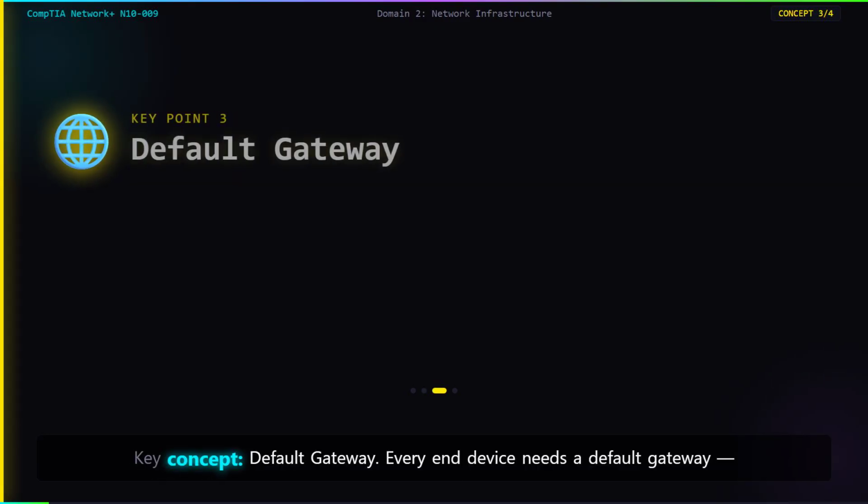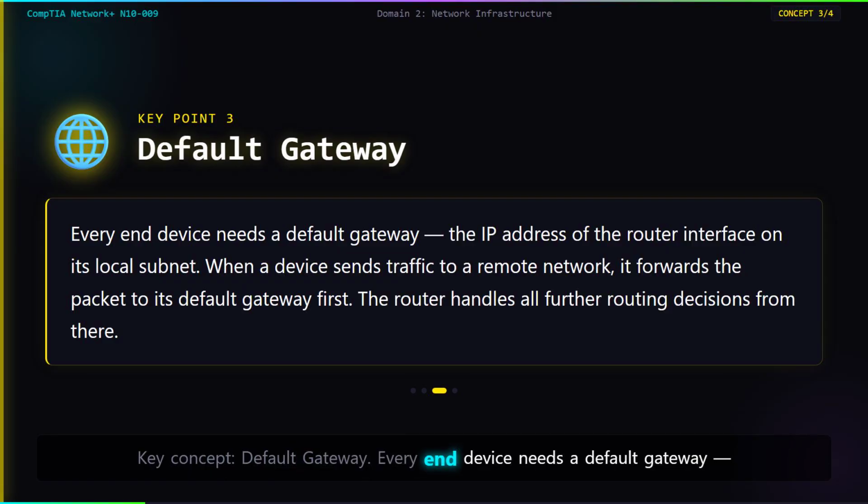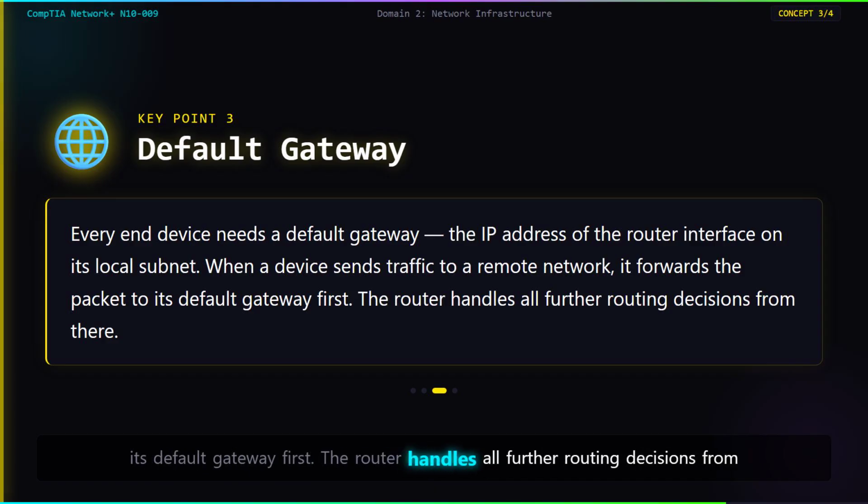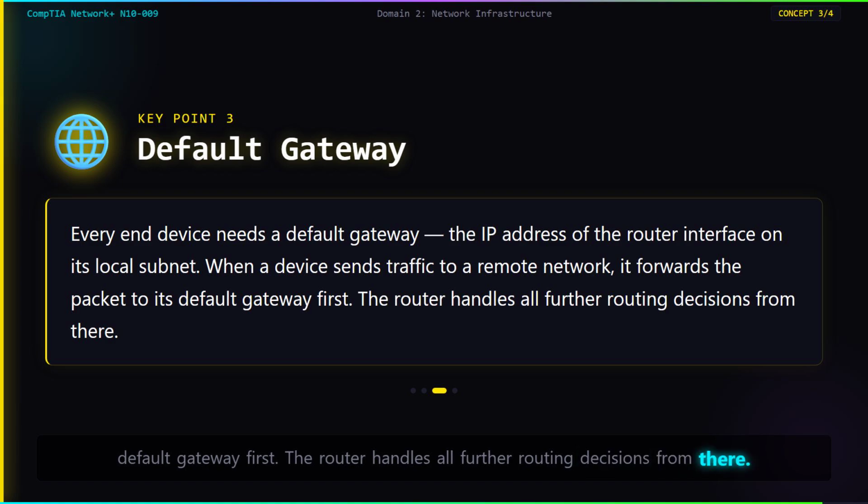Key concept: default gateway. Every end device needs a default gateway, the IP address of the router interface on its local subnet. When a device sends traffic to a remote network, it forwards the packet to its default gateway first. The router handles all further routing decisions from there.